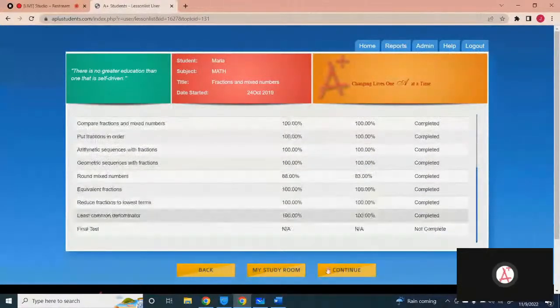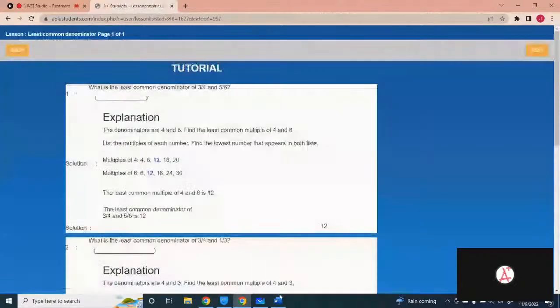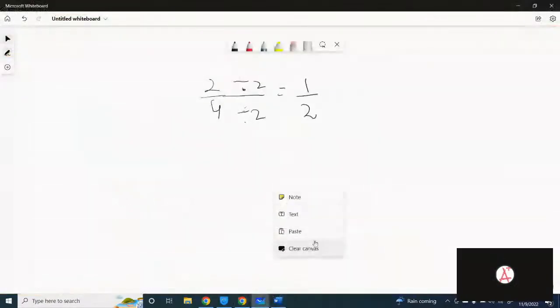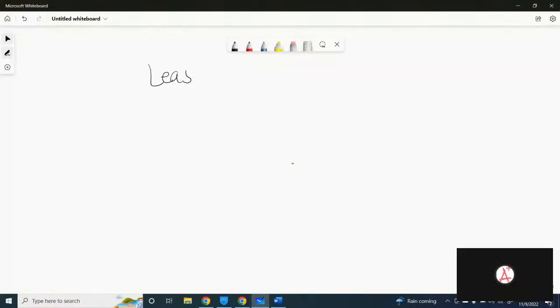Okay, the next one is least common denominator. Let me write down the lesson name. That would be least common denominator, or either you can say LCD. Got it? So LCD is the abbreviation of least common denominator. Okay, let's start with an example.